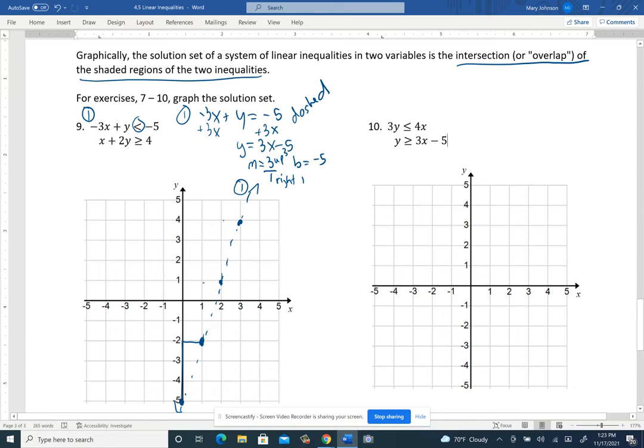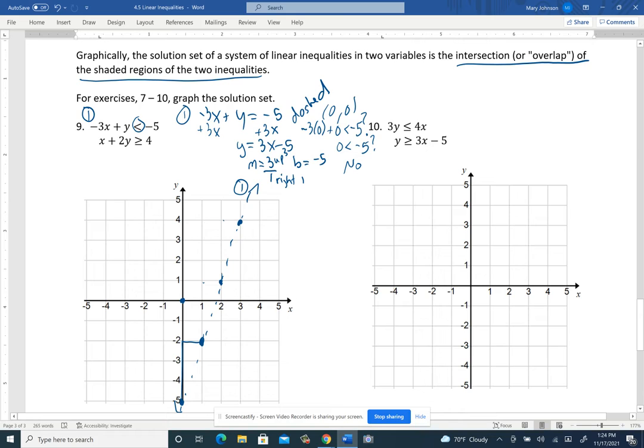All right, now I need to test to decide which side to shade. I think I'll use this 0, 0 to test. Okay, so when I plug a 0 into the inequality, let me just plug it in right here. Take 0, plug it in: negative 3 times 0 plus 0 less than negative 5, question mark. Is that the case? Is 0 less than negative 5? No, it isn't. 0 is not less than negative 5.